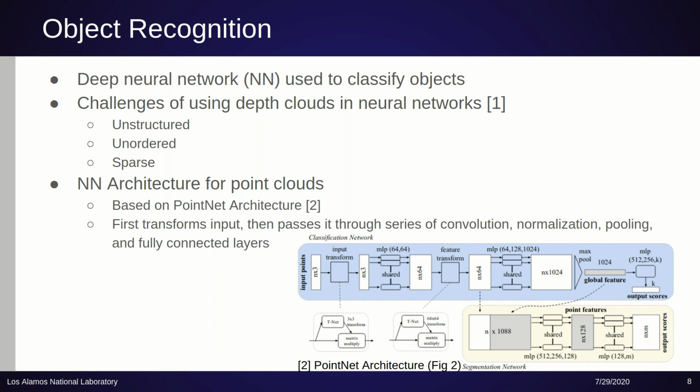PointNet can be considered the foundation for most neural nets using raw point clouds. The neural network for this project will first transform the inputs and pass them through a series of layers, including convolution, pooling, and normalization, and output scores for each class object.